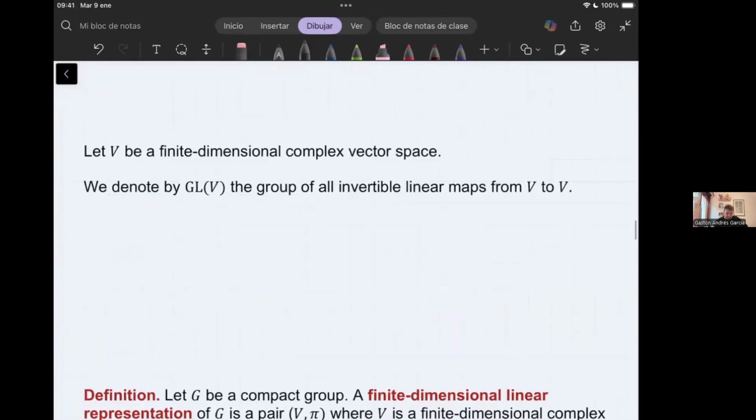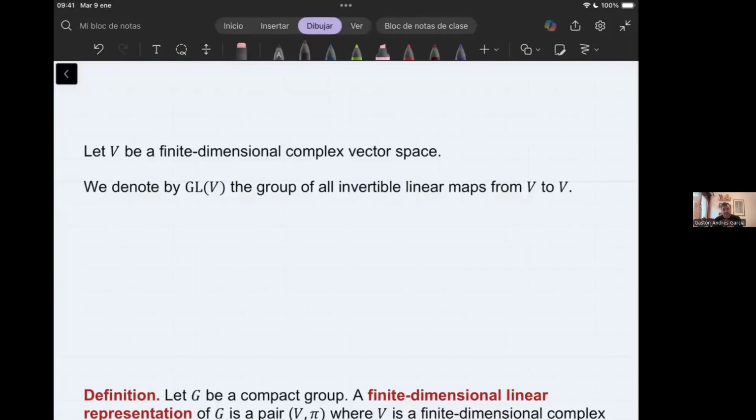So the first thing that we need is we're going to try to see any group as a subgroup of matrices. And this is given by the idea of representation. Maybe we are talking about an abstract group, but we don't like abstract groups a lot. What do we want? We want to see them as matrices because we know how to do a lot of things with matrices. So to see a group as matrices, we need something that relates our group with matrices. And this is actually what a representation is.